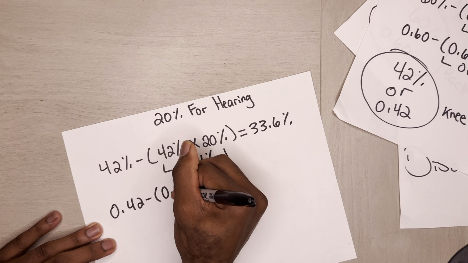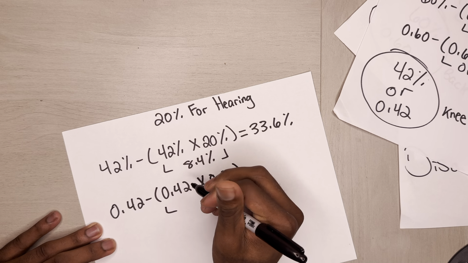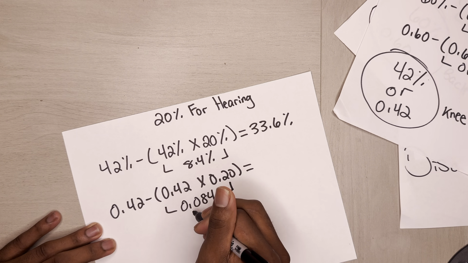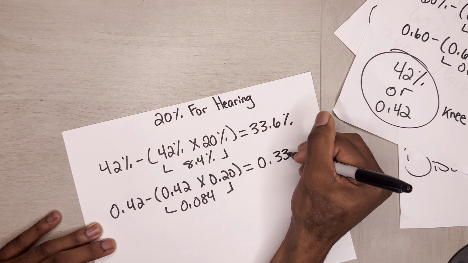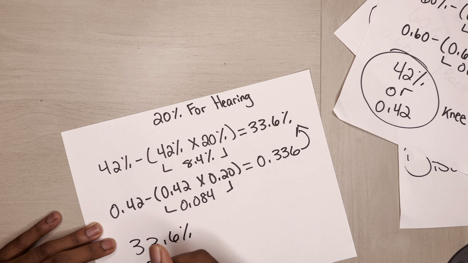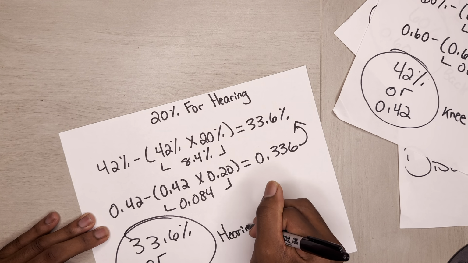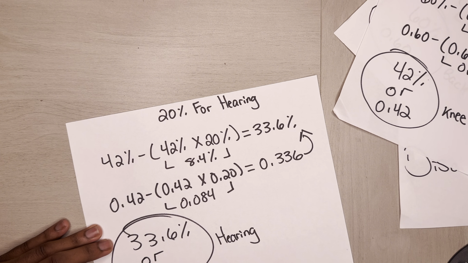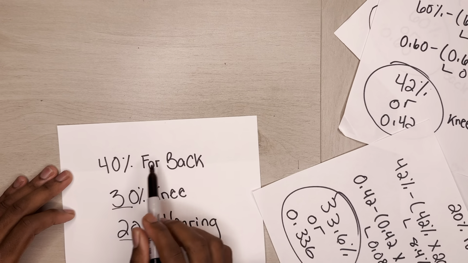0.42 minus 0.42 times 0.20. Let's do these calculations. That's going to give you 0.084 equals 0.084 minus 0.42 is going to give you 0.336, which comes to 33.6% or 0.336, right? Hearing. So now we're at this step in the process where we have 33.6% or 0.336. And that's based on the VA calculator of all three of your biggest percentages.